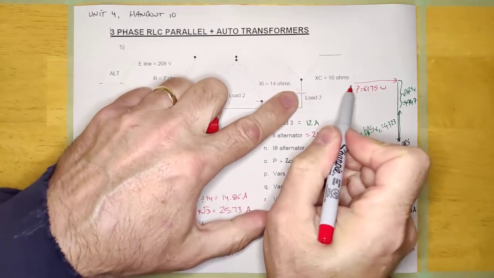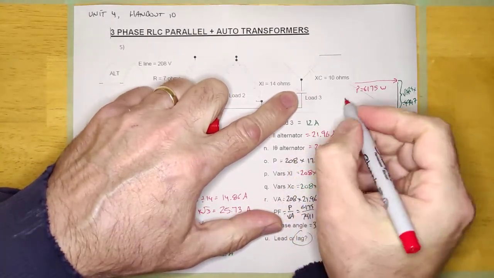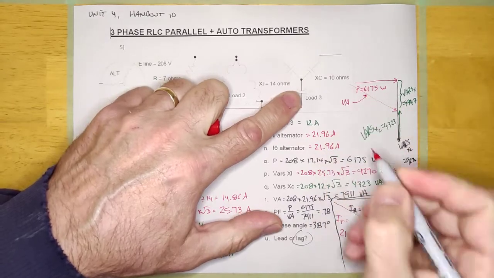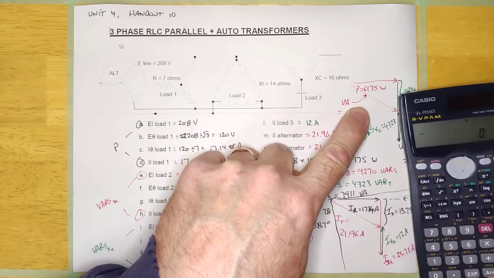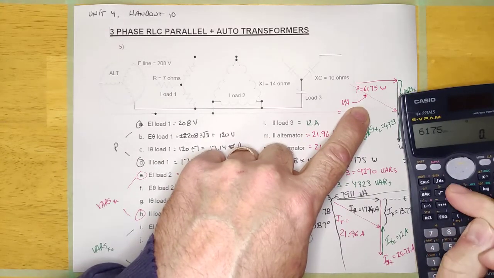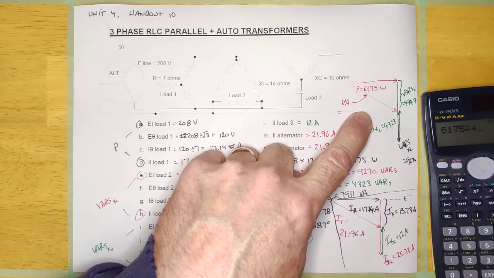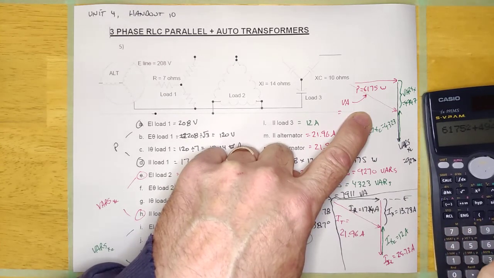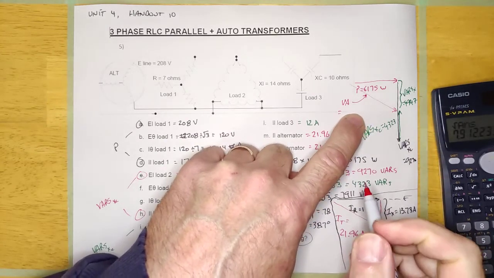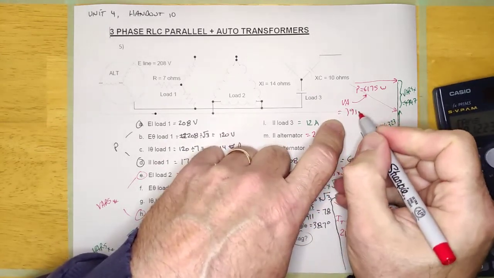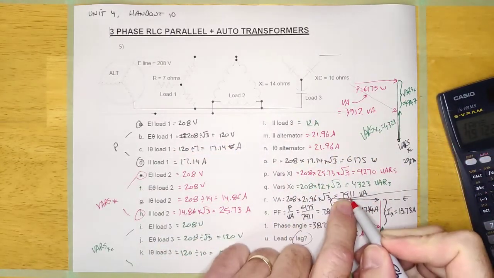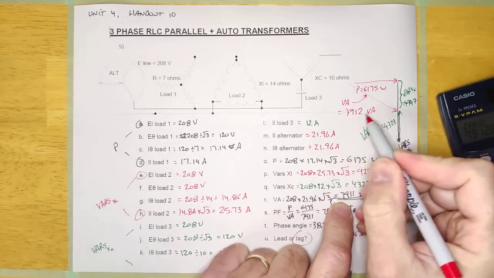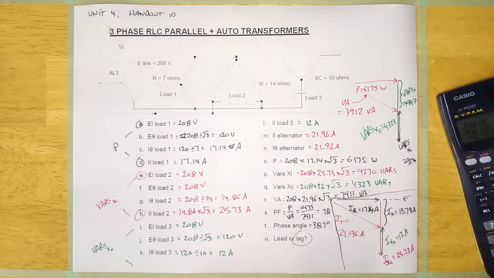And as you are fully aware, the VA is this line right here, right? There it is, the VA right there. And I should be able to calculate it. It should be the square root of 6175 squared plus 4947 squared, which equals 7912 VA. Okay, and so here, 7911, 7912. So you can see that it's going to work either way, guys.